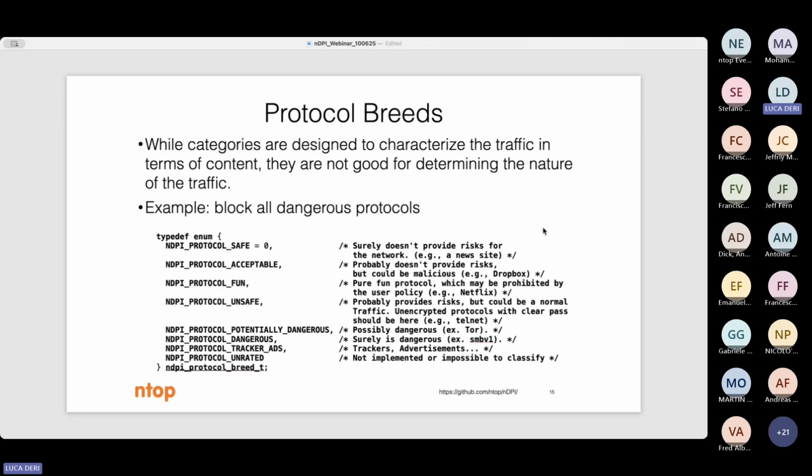With breeds, we specify whether the traffic is acceptable, for instance, or not. If it's fun traffic, so you're watching a movie, or if it's dangerous or potentially dangerous, such as Tor or other types of hidden VPNs that are used by many people to circumvent the rules. So a breed is another perspective on the traffic. For every protocol you have both of them, and depending on what you're doing, you can use one or the other, or even both at the same time.